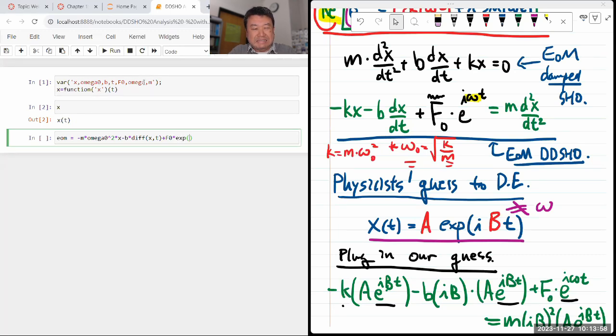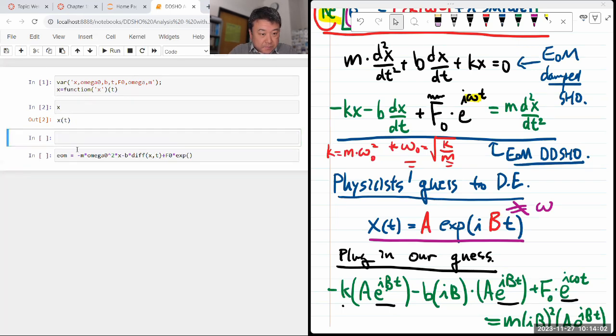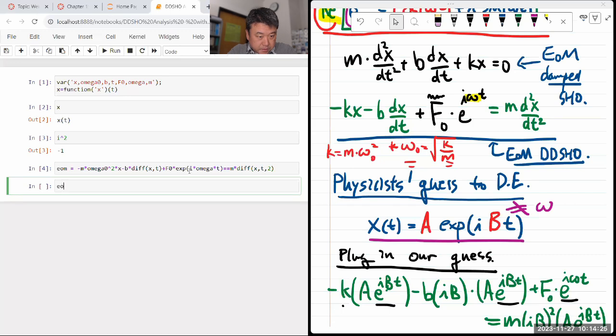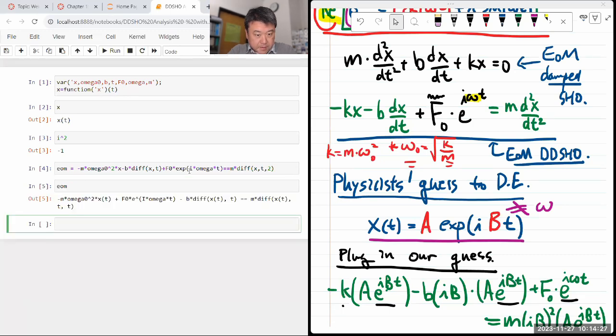Exponential of, I think I is the right, let me see. Yeah, okay, I is the right symbol for imaginary number in this system. I times the driving frequency times time. That's equal to mass times second order derivative of position as a function of time. So I think that's a correct expression. Yeah, that's my differential equation.